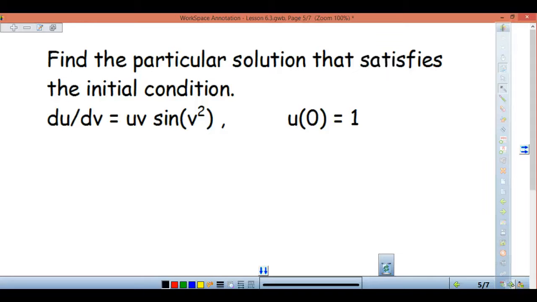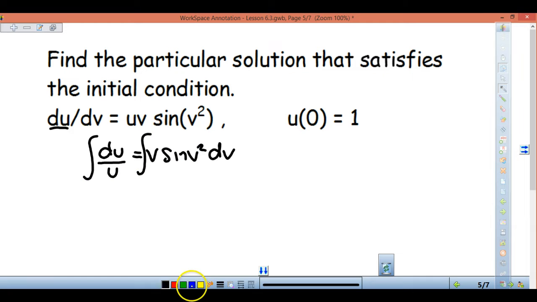Perhaps you have something like this question where you have du and dv. So it says find the particular solution that satisfies the initial condition. du dv is equal to uv sine of v squared, and u of 0 is equal to 1. All right, so I'm going to keep du's on this side. I'm going to have dv's over here. I can tell that from the notation here, du being in the numerator. So I multiplied dv to the other side. So if I need to bring over the u's, I would divide by u. I'm going to leave v sine of v squared over here.